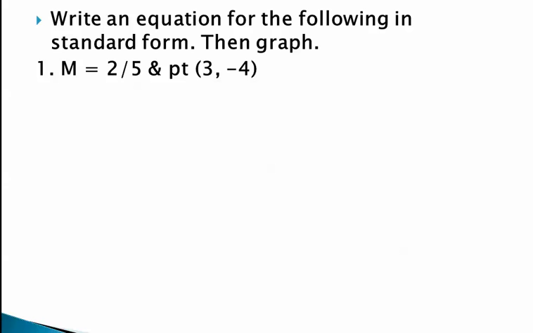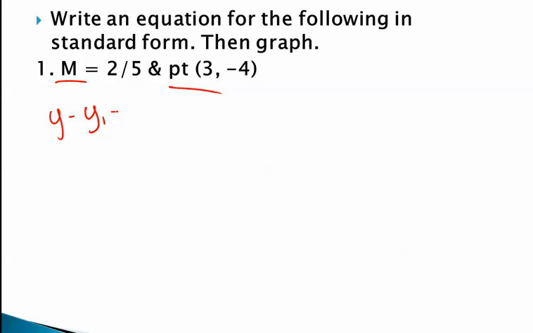We're going to take a look at a few examples where we're going to decide what form we're going to use. The first one, we're going to write an equation for the following in standard form, and then we'll graph. So the first one is given a slope 2/5 and a point (3, -4). Now usually the names of the forms help you decide what you're going to use. Here we're given a slope and a point, so what we're going to use is point-slope form.